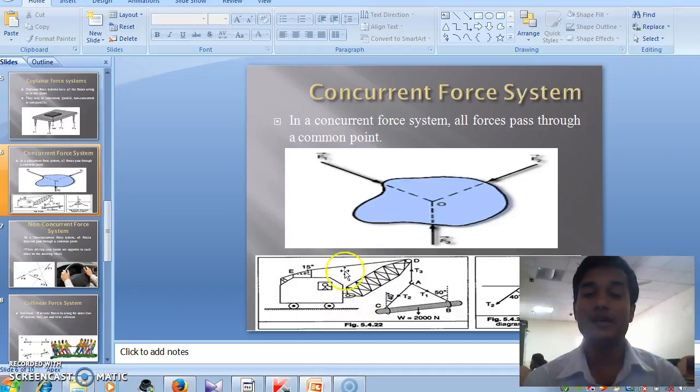Likewise, consider a crane holding a steel bar of 2000 newtons with the help of rope. The force developed in this portion of rope is T1, the force developed in this portion is T2, and the force developed in this portion is T3. All these forces pass through a single point, so the lines of action of these forces pass through a single point. So this type of forces becomes a concurrent force system.